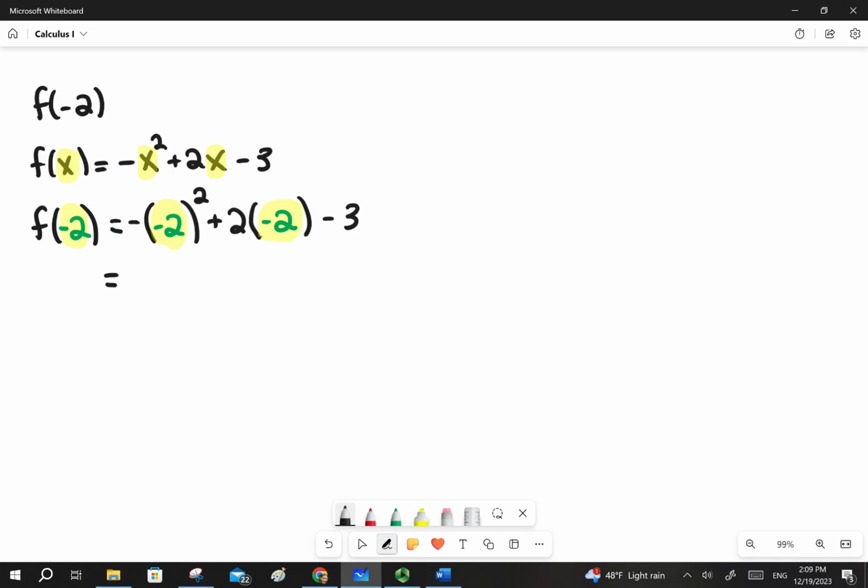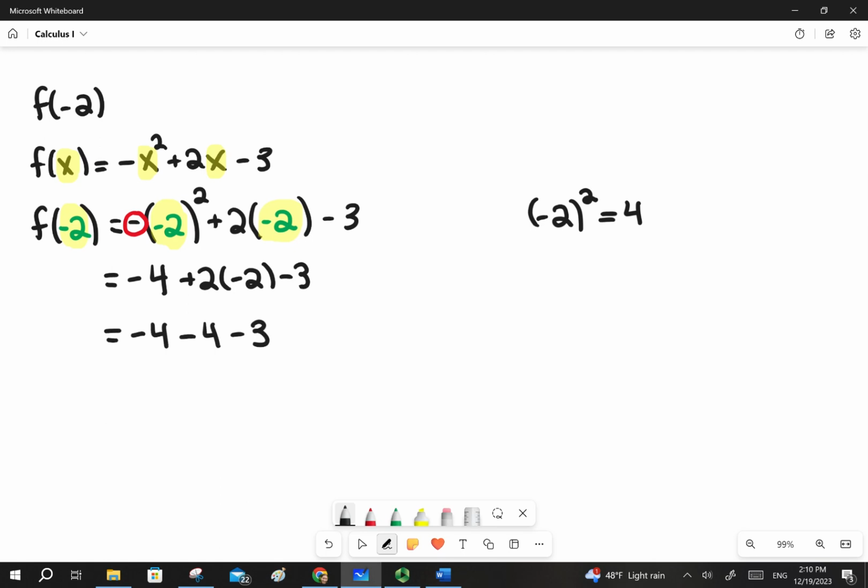Remember that a negative number squared is positive, so negative 2 squared is equal to positive 4. But we still have the negative sign out front, so that makes the result negative. So f of negative 2 is negative 4 plus 2 times negative 2 minus 3. 2 times negative 2 is negative 4, so f of negative 2 is negative 4 minus 4 minus 3, which we can simplify to negative 8 minus 3, which is negative 11. So f of negative 2 equals negative 11.